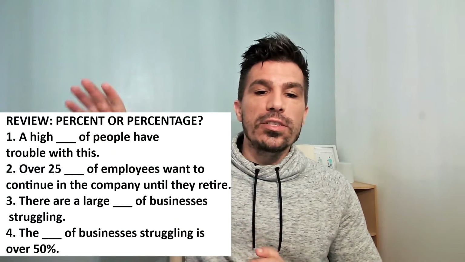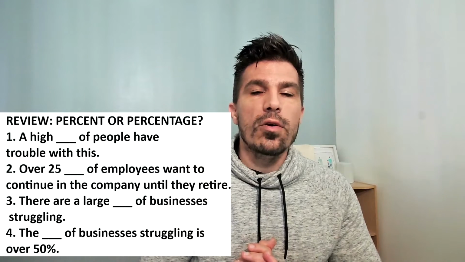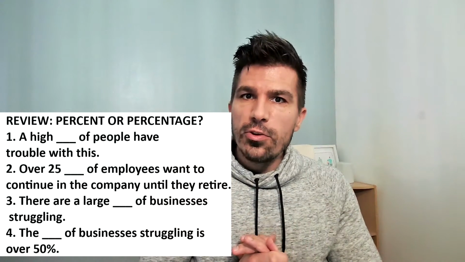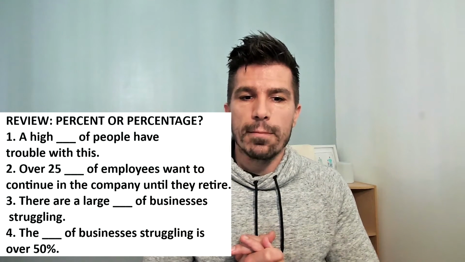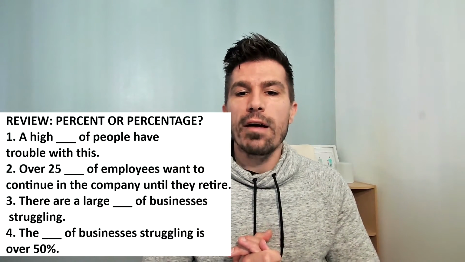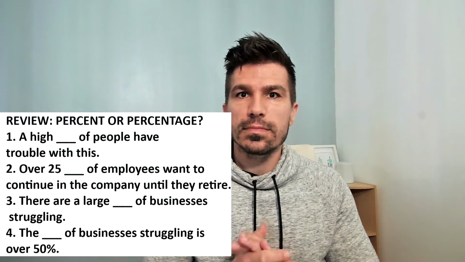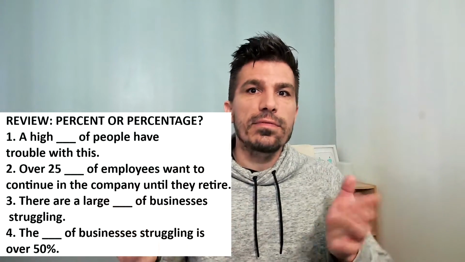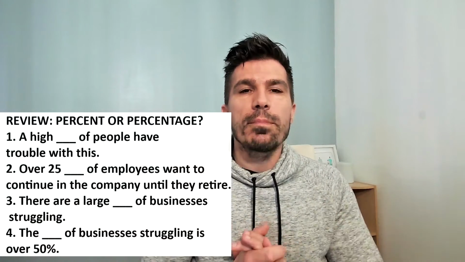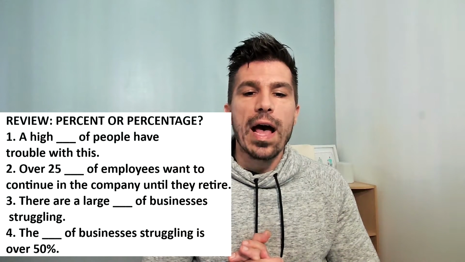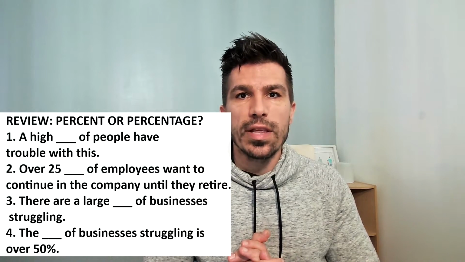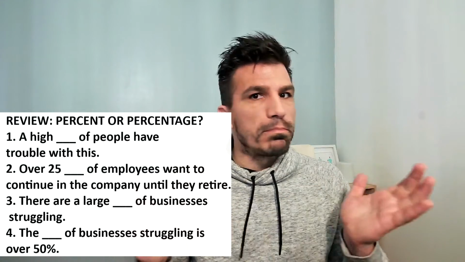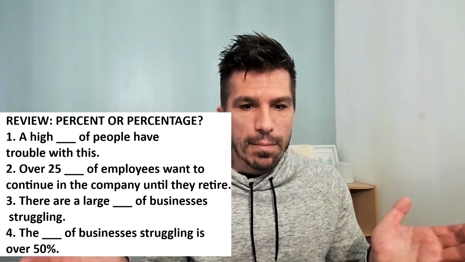All right, so let's do a little practice. We're going to do 1 to 4 here. So this is going to be quick. You have to decide, is it percent or percentage? Number 1, a high blank of people have trouble with this. Well, you have an adjective, must be percentage. Number 2, over 25 blank of employees want to continue in the company until they retire. Must be percent. You have a number.